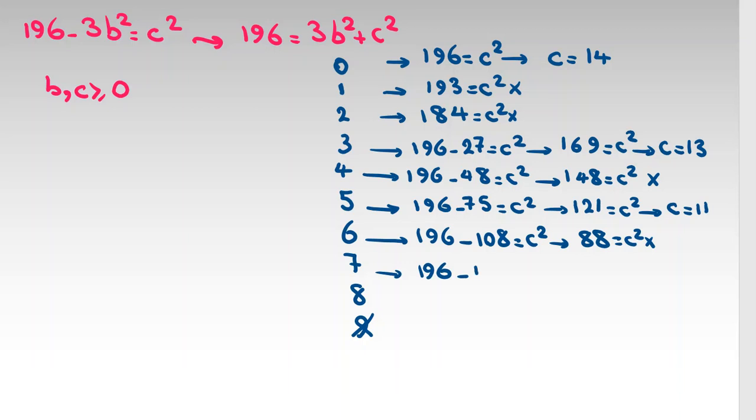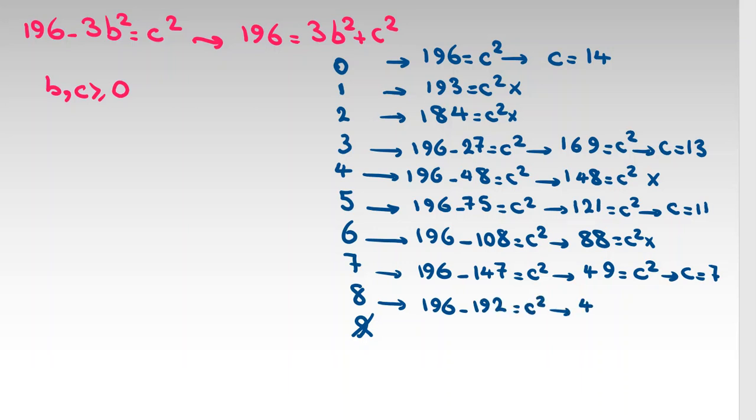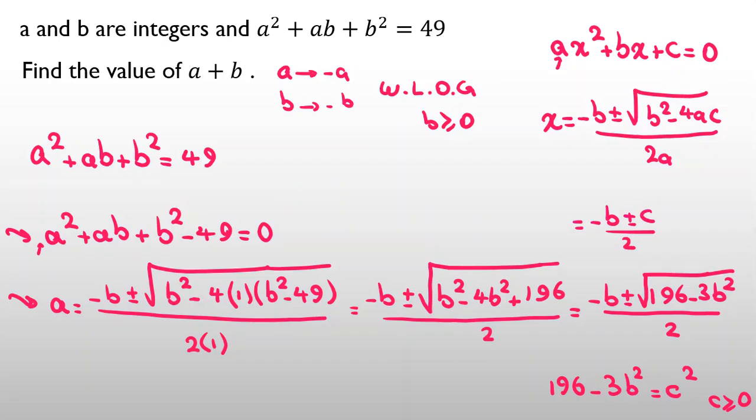3 times 49 is 147 equals c squared. So 16 minus 7 is 9 and 8 minus 4, 49 equals c squared. So c is 7. The last one, 196 minus 3 times 64. It will be 192 equals c squared. So 4 equals c squared. C will be 2.